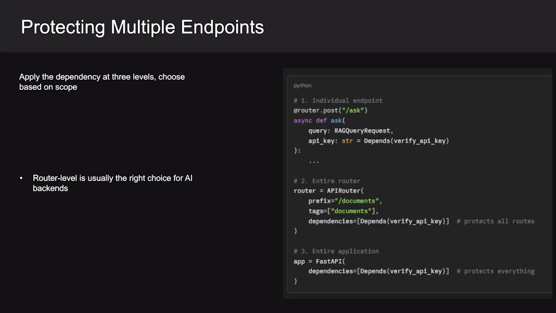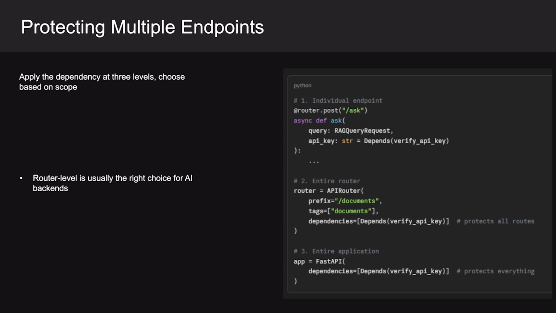First, individual endpoints. Add it as a parameter to one specific function. Good when only some endpoints need protection. Second, the entire router. Pass it in the dependencies list when creating the router. Every route in that router is now protected without touching individual functions. Third, the entire application. Pass it when creating the FastAPI app. Every endpoint in every router is now protected.